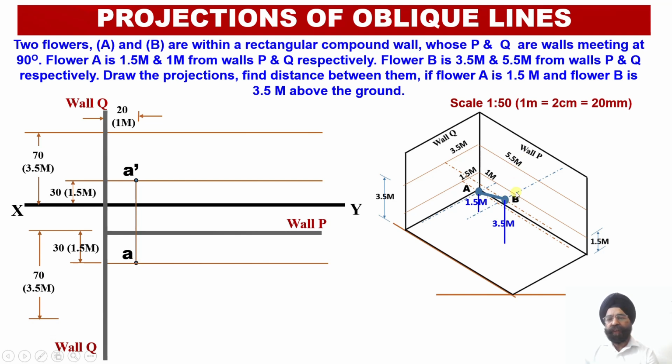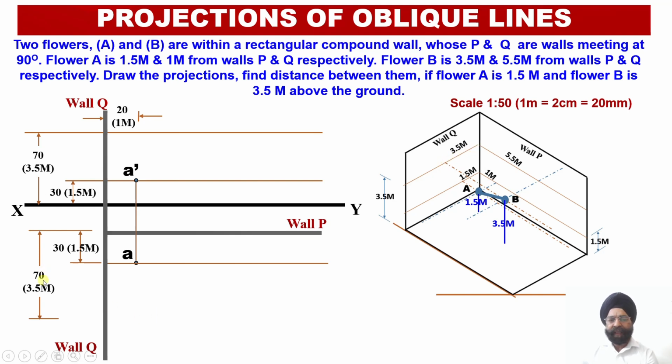So point B, or the flower B, is located at a distance of 3.5 meters. We can check it out over here: 3.5 meters in front of the wall P. So we have drawn the wall P over here. Once we mark wall P in the plan, we are going to mark a distance of 70 millimeter, which is equivalent to 3.5 meters in the plan. So in the top view, this distance becomes 70 millimeter or 3.5 meters over here.